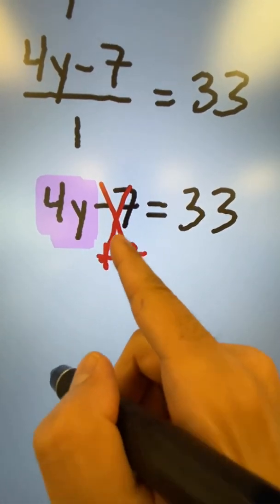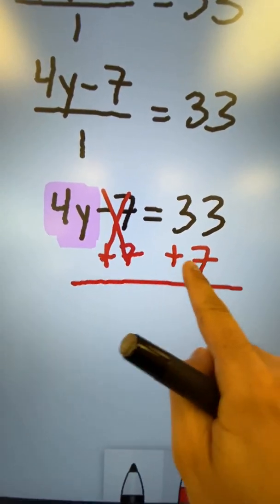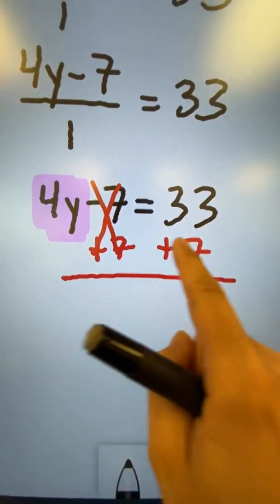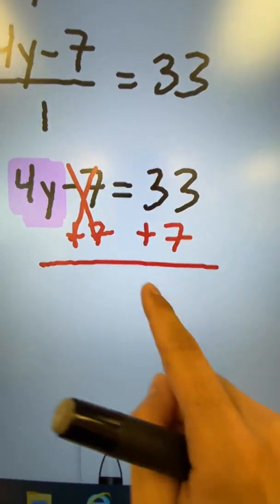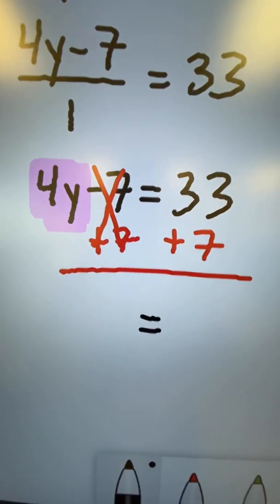And don't forget, if you add 7 to one side, you have to balance the equation and add 7 to the other side. This is what we call the addition property of equality. I added the same amount to both sides. That's important when you're solving equations, because you want to keep the equation balanced. So again, this is how you show your work.